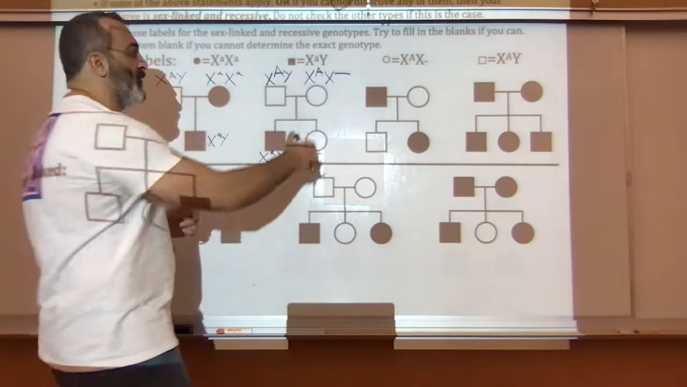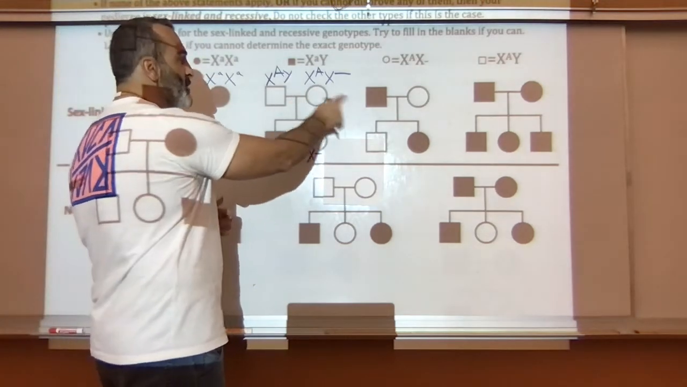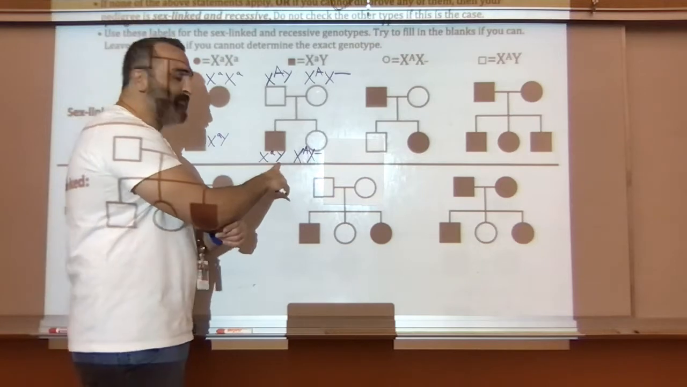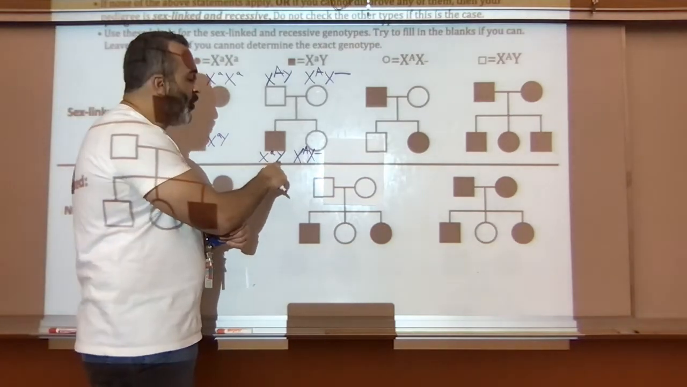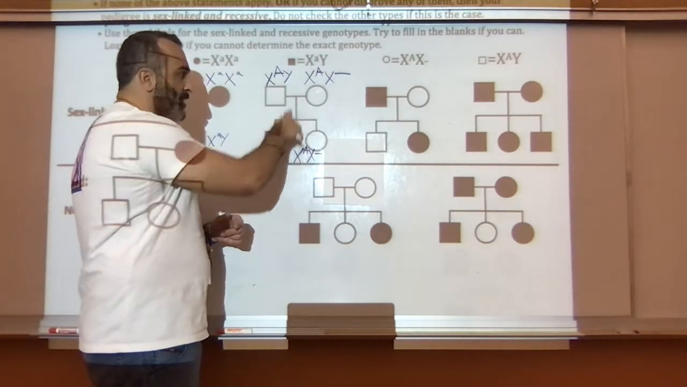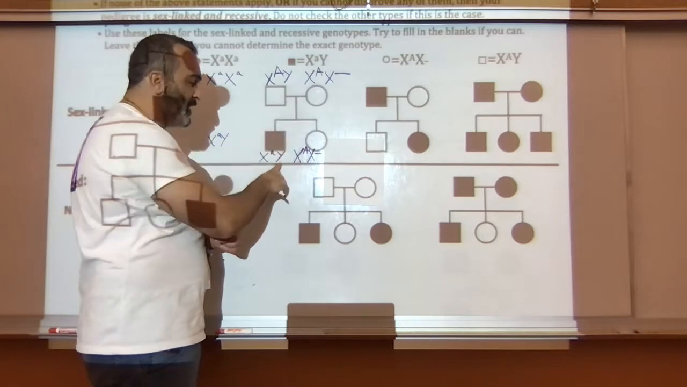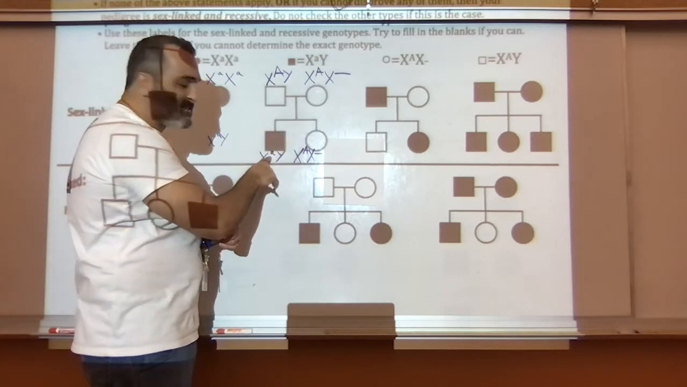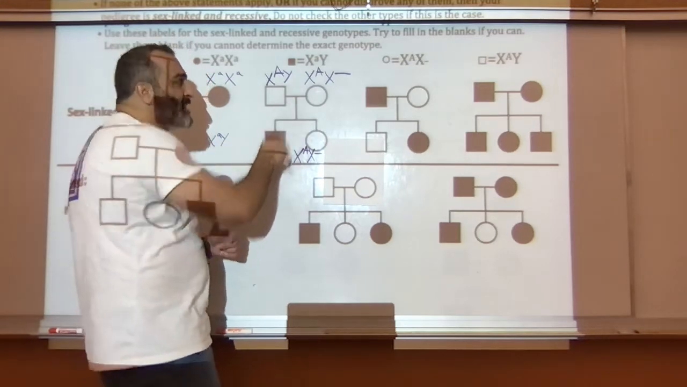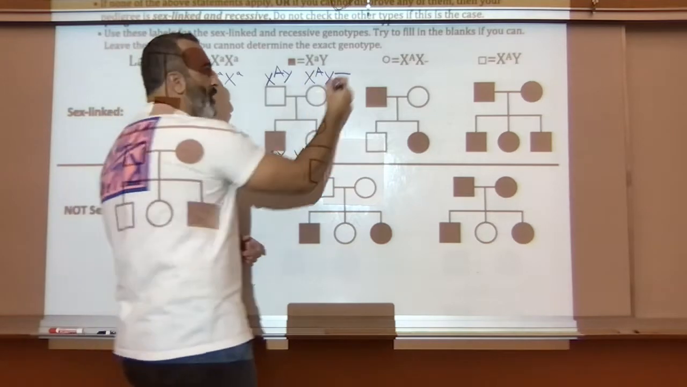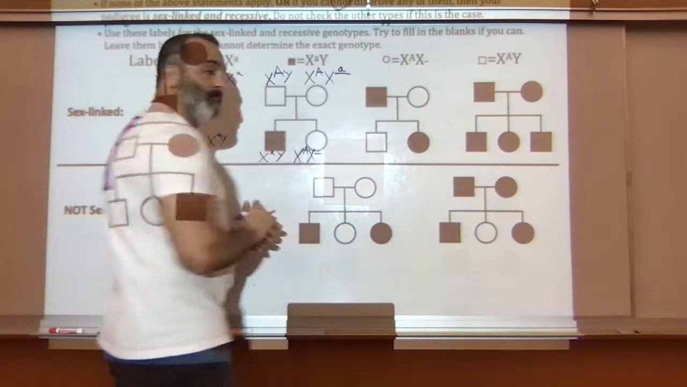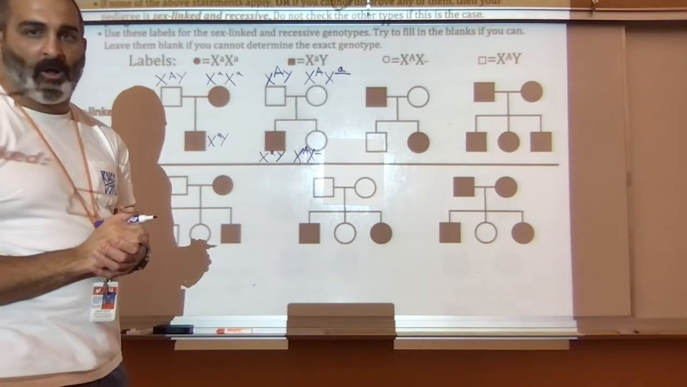Let's first see if we can figure out this person here, this female. The Y for their son came from dad. Dad could only give a Y to his son. So this X with the small a had to come from mom. So that small a had to come from mom. That goes right there, small a.